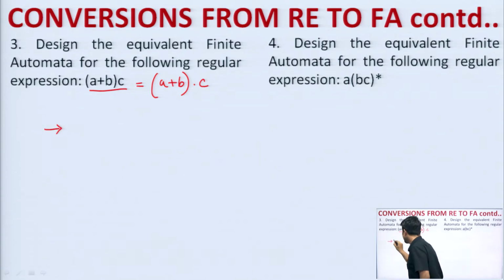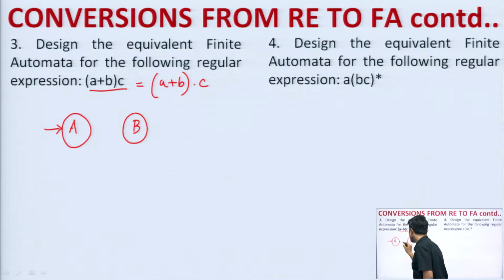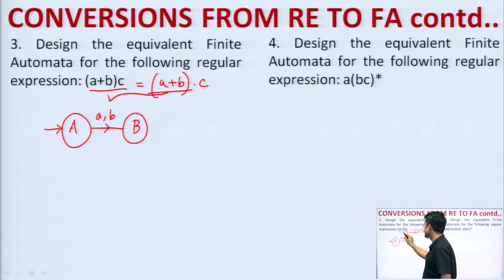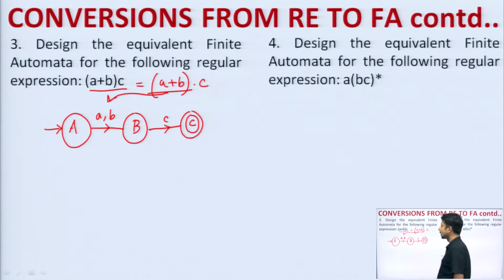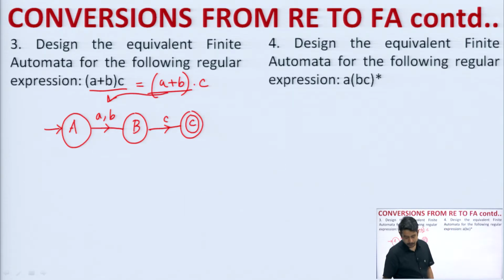What do we need to do? A state A, I will take another state B, and here I will be having one transition which will give A, B. So, A + B is denoted by this diagram. Dot C. So, simply I have to take one more transition and this will be your final state. I hope this is the final automata for the given expression. Later on you decide whether it is an NFA or DFA. Let us go with question number 4.